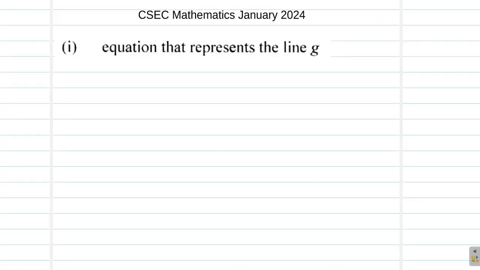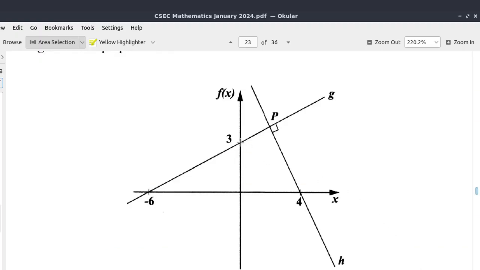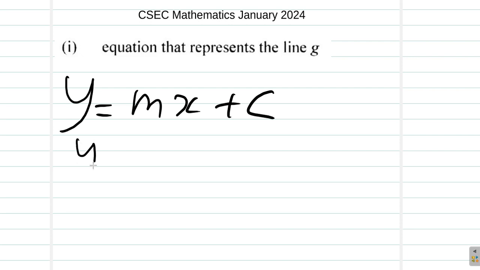You remember that the general form of the equation of a straight line is y equals mx plus c. You remember that formula? m is the gradient and c is the y-intercept. We have the y-intercept here is 3. So far we know that y equals mx plus c.